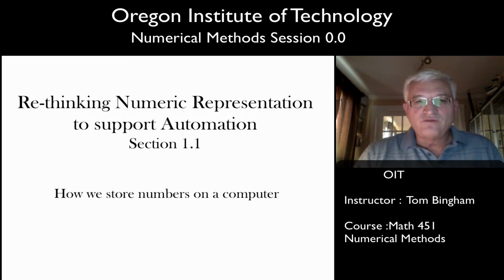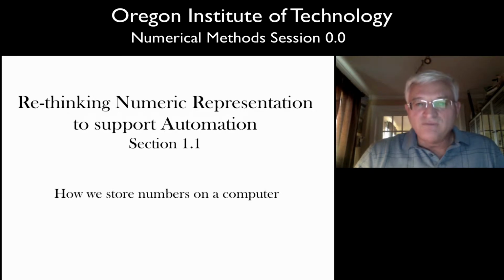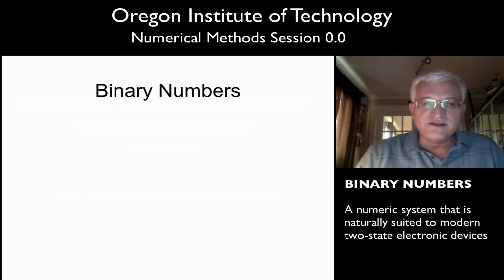In this section, we're actually going to get into your textbook. We're in Chapter 1, Section 1, and in here we're going to rethink our numeric representations in a manner that will support automation or support computation. In other words, how can we store numbers that will be most easily applied to a computer system? The answer is using binary numbers.